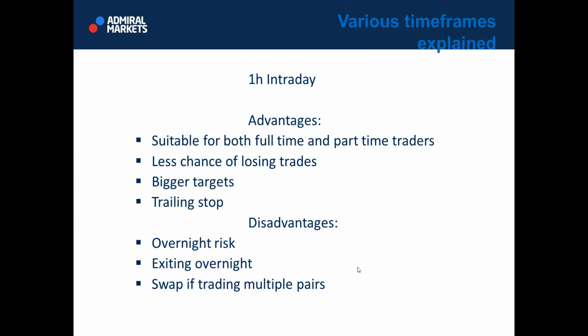4-hour and daily trading is very suitable for part-time trading and limited investing. You will use bigger targets, you can use trailing stop, and you can also use pending orders. The disadvantage is again overnight risk, but there is also macroeconomic risk. Bigger stops, swap if trading multiple pairs, and it's slow. You need to let your 4-hour trade go not just for a day, unless it really goes into a big profit, but for the next couple of days.